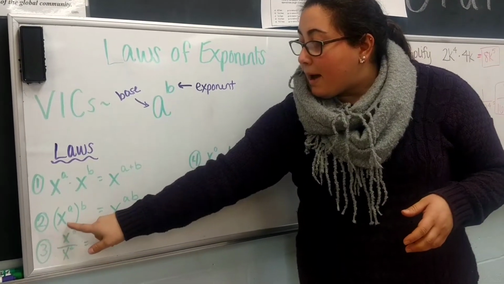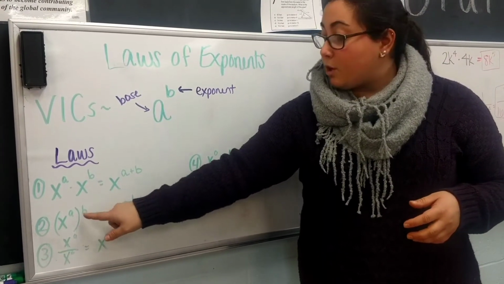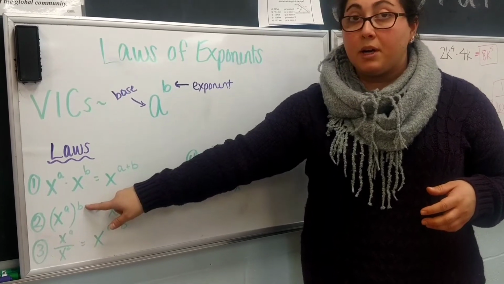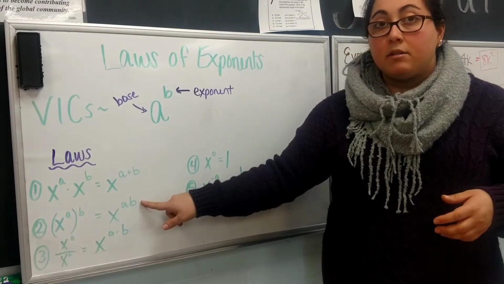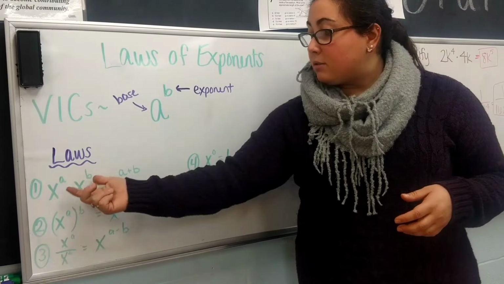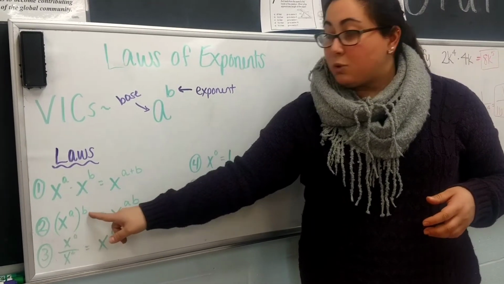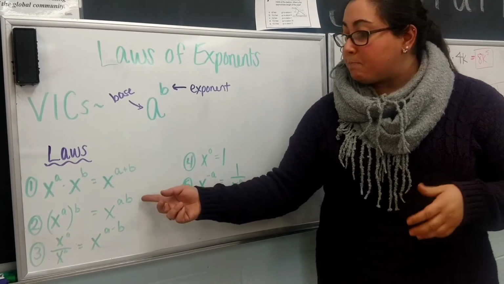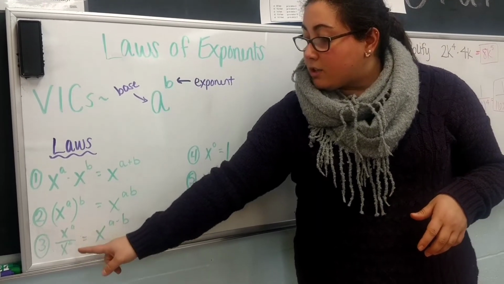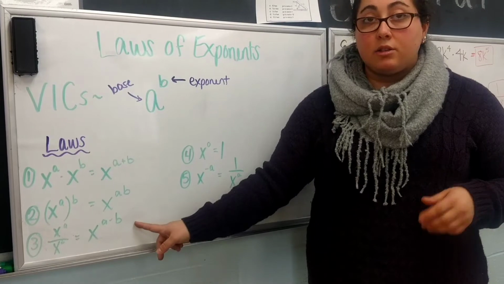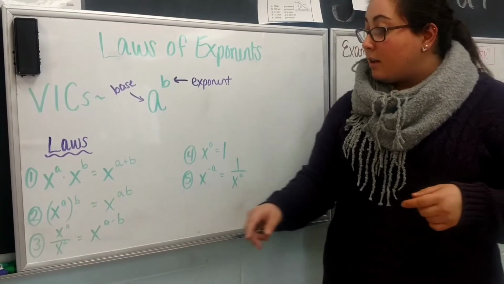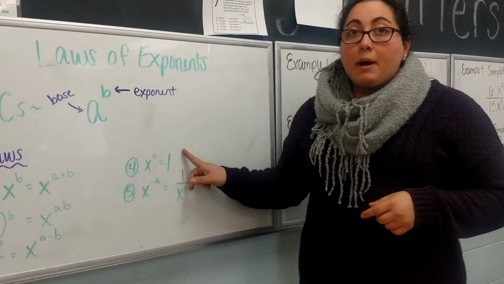If we had a power to a power, where you have one power raised to another power, here we multiply. So if we're multiplying with the same base, we add. If we have a power to a power, this is where we actually multiply. If we are dividing, we want to subtract the 2 exponents. Anything raised to a 0 power is 1.